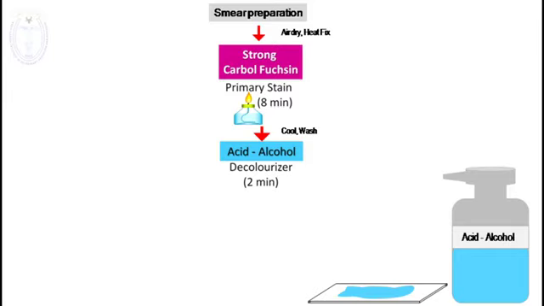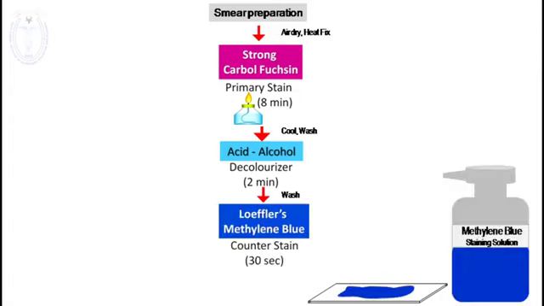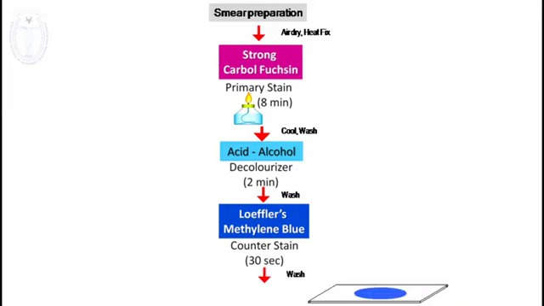Next, add the decolorizer, the acid alcohol, over the smear. Allow it to act for 2 minutes, or until the smear is sufficiently decolorized to pale pink. After the smear is sufficiently decolorized, wash it with distilled water. Lastly, add the counterstain, the Loeffler's methylene blue staining solution, over the smear. Allow it to stand for 30 seconds to 1 minute, and then wash it with distilled water.